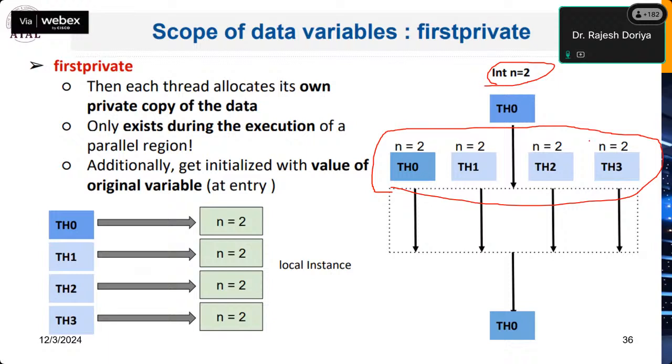Earlier, when we were seeing the first case of shared, each and every thread was sharing a single instance. Now in this case, each and every thread has its local instance, its local memory, and this particular value is stored in their local memory because they have their own stack and register. Remember, I told you in the earlier slide. So in firstprivate, they are going to create their own local copy of the data variable. Fine. So this is what is going to happen in firstprivate.